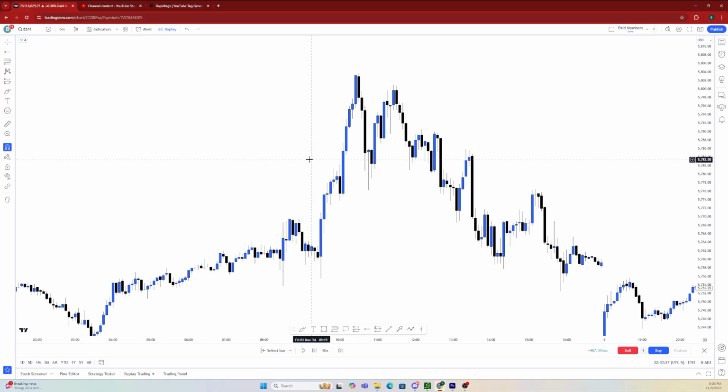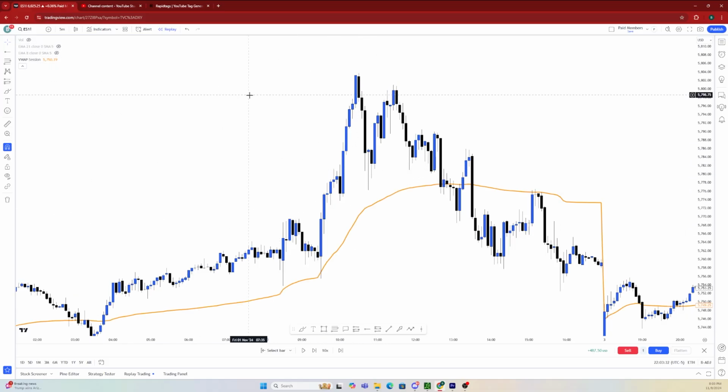So let's just go ahead and look at this example right here. Looking at the ES futures, we can see that we had a very large aggressive move to the upside before price ended up dropping back down and making a higher low. Now, this is an actual trade that I ended up taking, and I want to talk about my thought process on how I went about position sizing and understanding what my risk was.